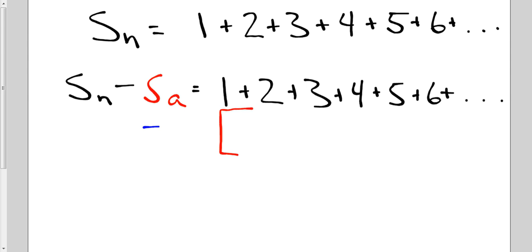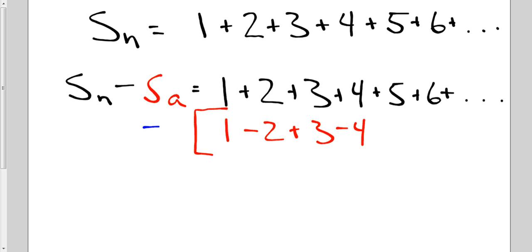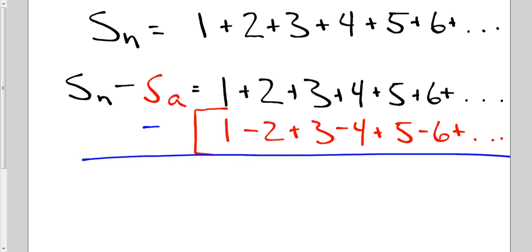So I'm going to do this, and this time, I'm going to line this up perfectly. So I'm going to do minus 1, minus 2, plus 3, minus 4, plus 5, minus 6, plus dot, dot, dot. I do have to distribute the negative. Very good, Tyson. So I'm going to distribute the negative. That becomes positive. Boom, boom, boom, boom, boom, boom, boom. So far, so good, right?